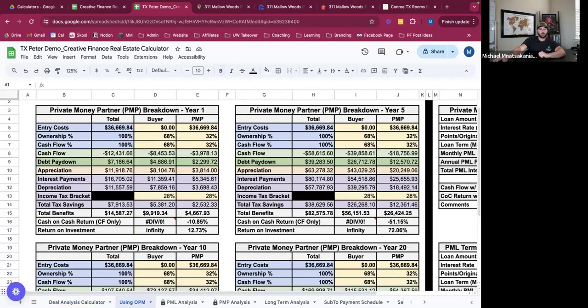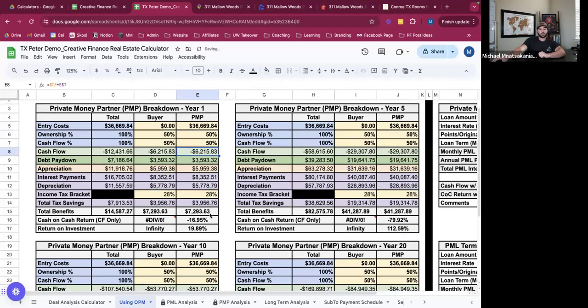If you bring in a private money partner, so using OPM, and they fund the whole deal, let's just say you give them 50-50 ownership. They own everything outright. They're going to lose an additional $6,215 a year, and you're going to lose $6,215 a year in negative cash flow.